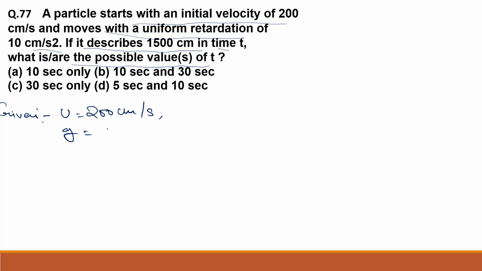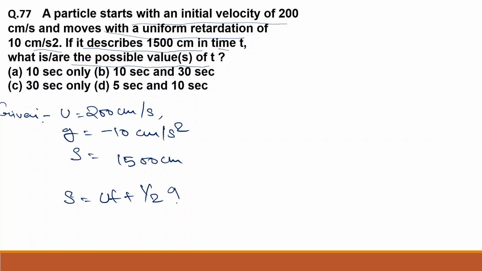G is how much? Minus 10, because this is uniform retardation, we will take negative. Centimeter square, and S is given. Time we denote with t, 15 centimeter. We will apply the second law: S is equal to ut plus half gt square. Half gt square.